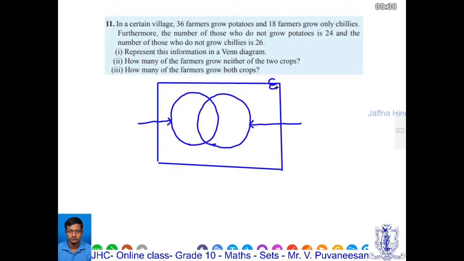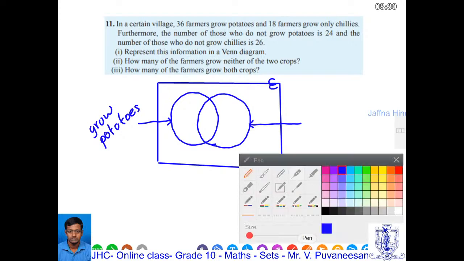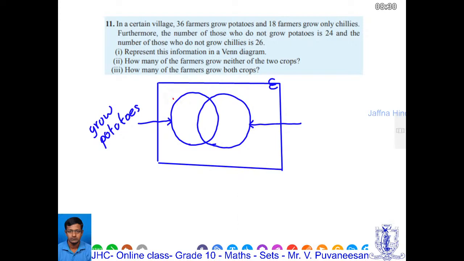Okay. In a certain village, 36 farmers grow potatoes. So one set is those who grow potatoes. 36 farmers grow potatoes, so 36 potato. And 18 farmers grow only chilies.